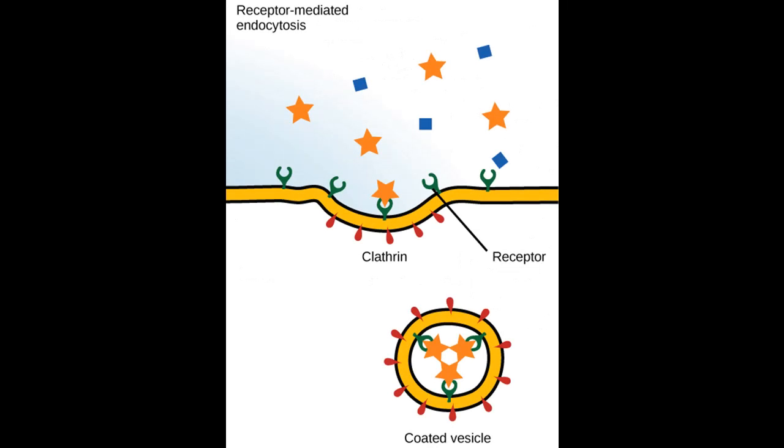Endocytosis can be mediated by receptors on the cell membrane. These receptors bind to specific substances outside of the cell membrane. On the intracellular side of the membrane, a protein called clathrin is found, which is responsible for the deformation of the cell membrane.